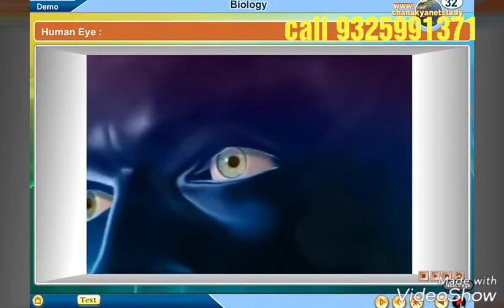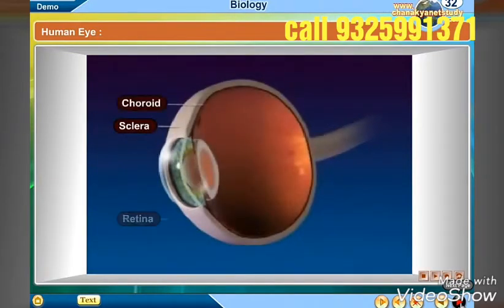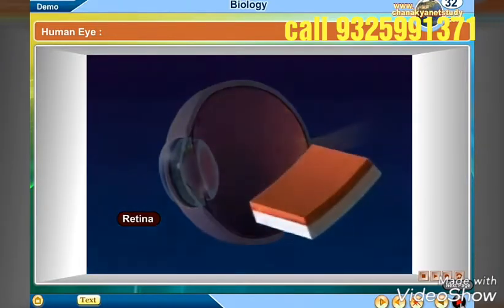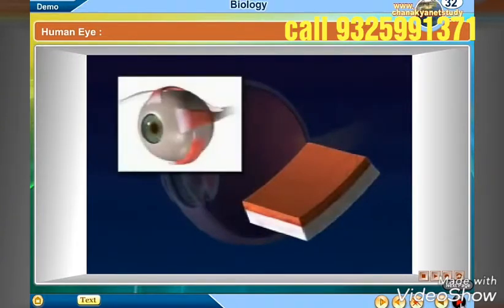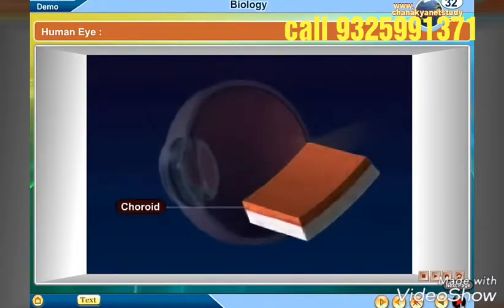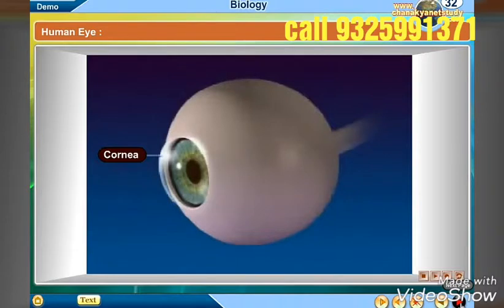Human eye. The retina is the innermost layer of the eye. It consists of 3 sublayers: ganglion cells, bipolar cells, and photoreceptor cells, sensitive to light. The photoreceptor cells are of 2 types called rods and cones. They contain light-sensitive proteins termed photopigments.